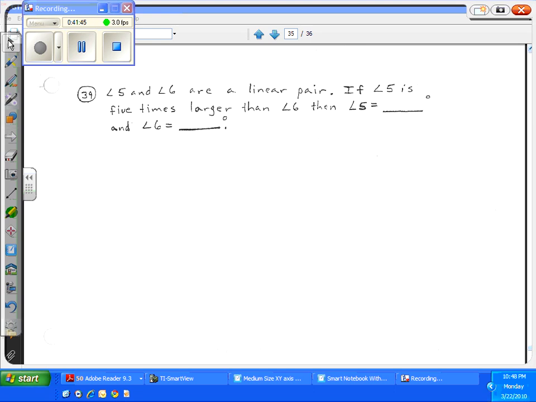Angle 5 and 6 are a linear pair. Now, what we know about linear pairs is that their sum is 180 degrees. So angle 5 and angle 6 are a linear pair. That tells us that angle 5 plus angle 6 is equal to 180 degrees.